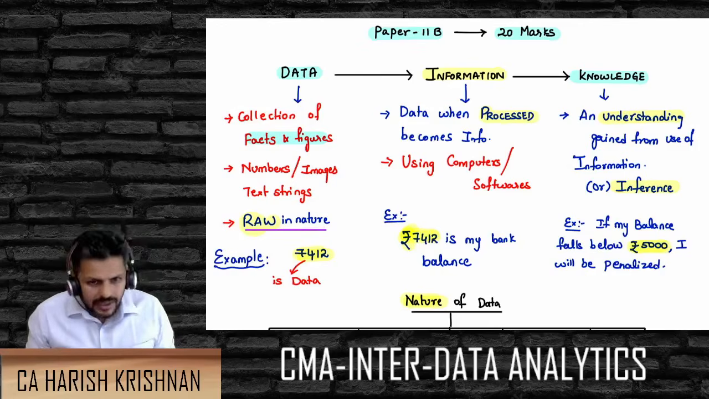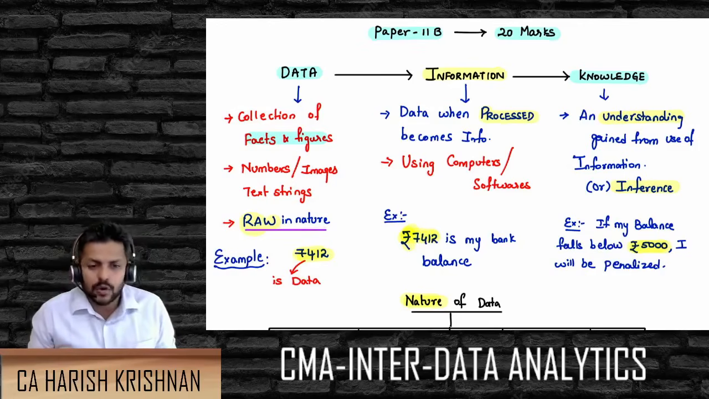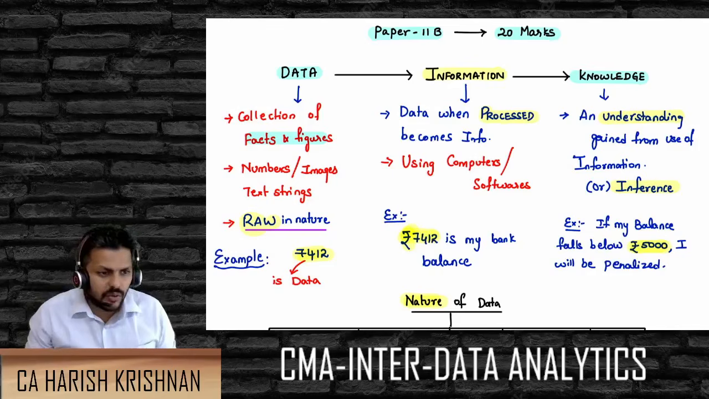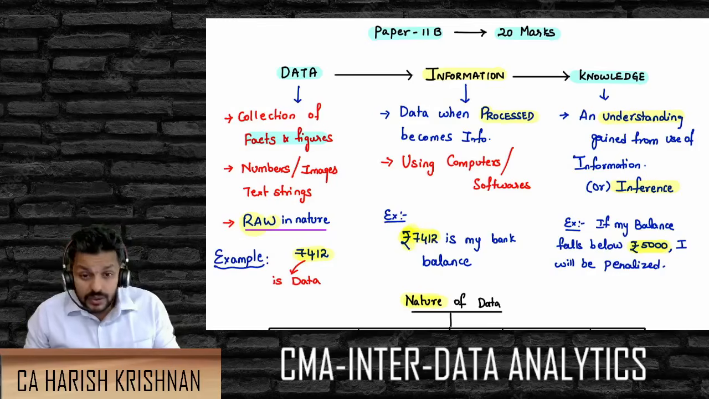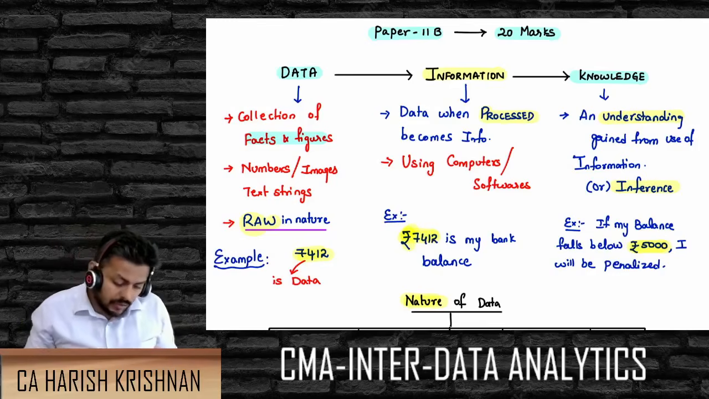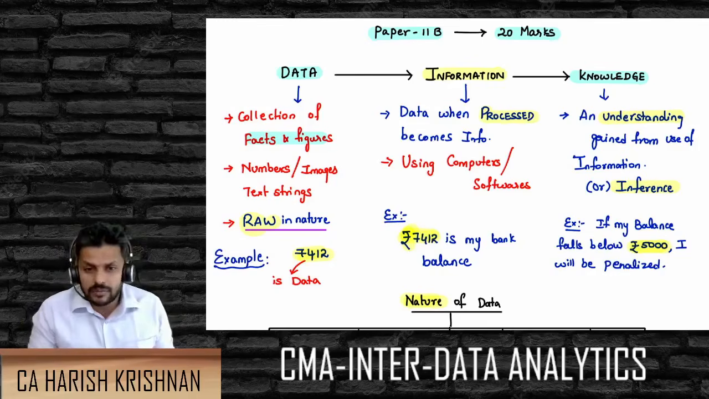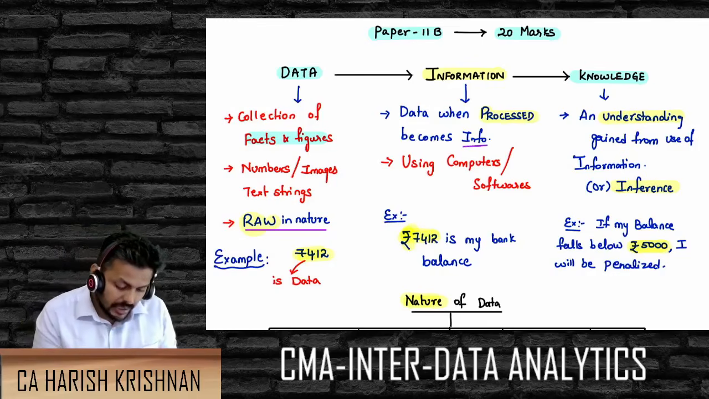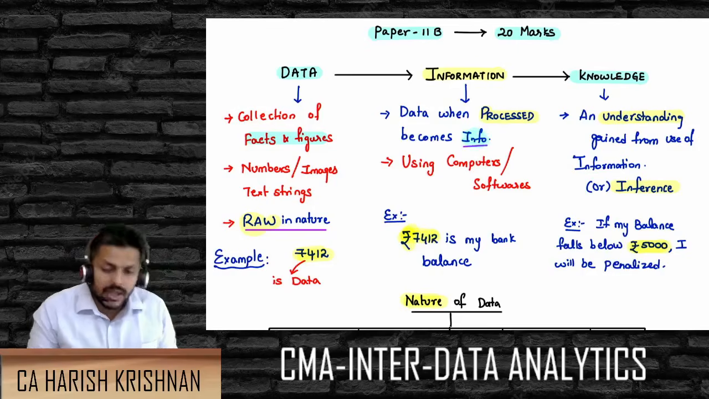So randomly one number we wrote there, 7412. I wrote whichever came to my mind that time, right? That is data. But if you simply see 7412, it doesn't make any sense. It could be somebody's roll number, it could be a folio number, it could be a book ID or anything. But when you attribute something to it, when such raw data is processed, data when processed becomes information. Clearly, data when processed becomes information.